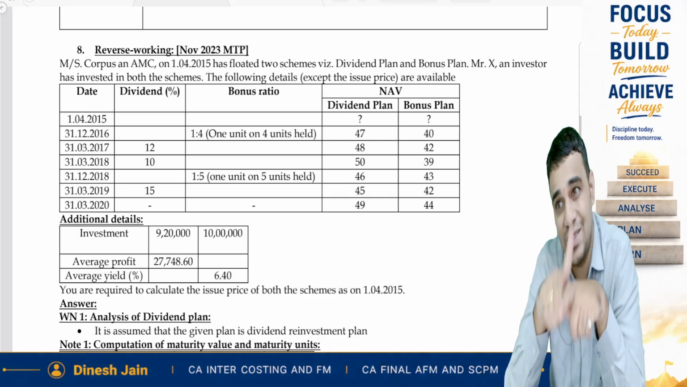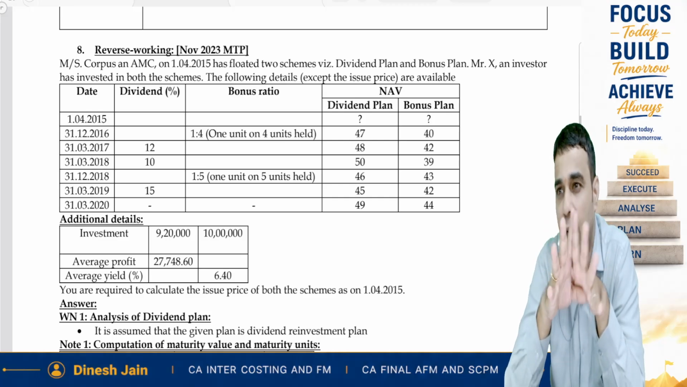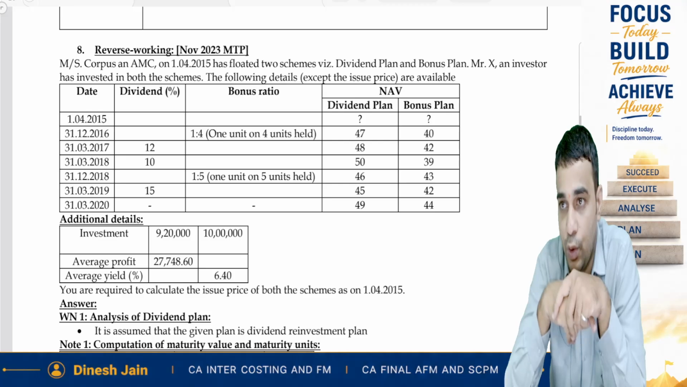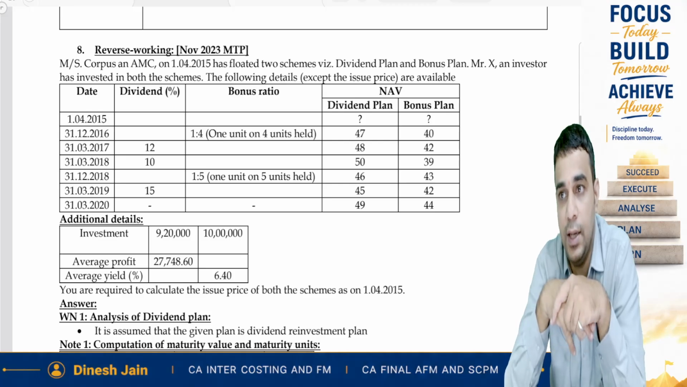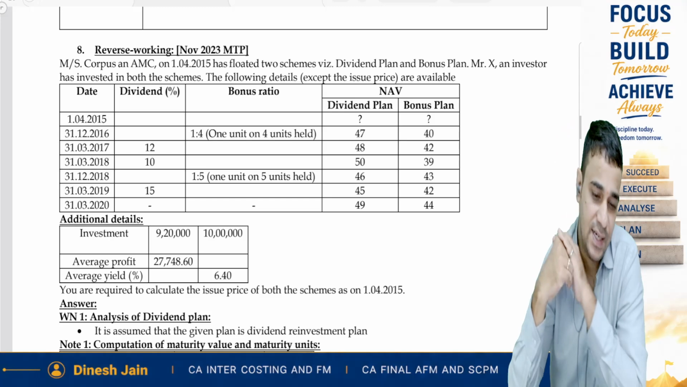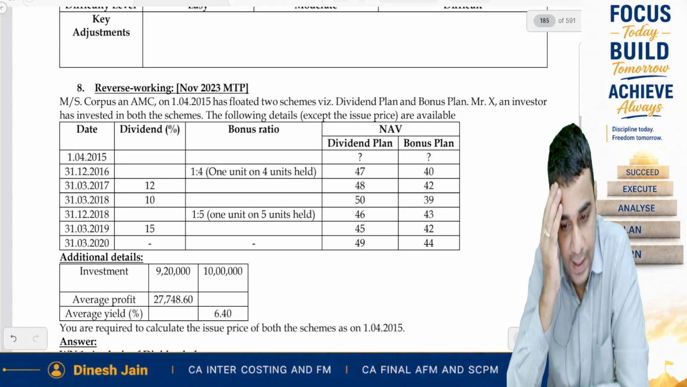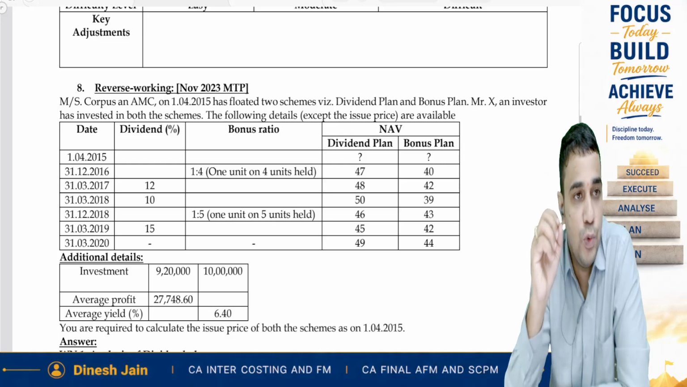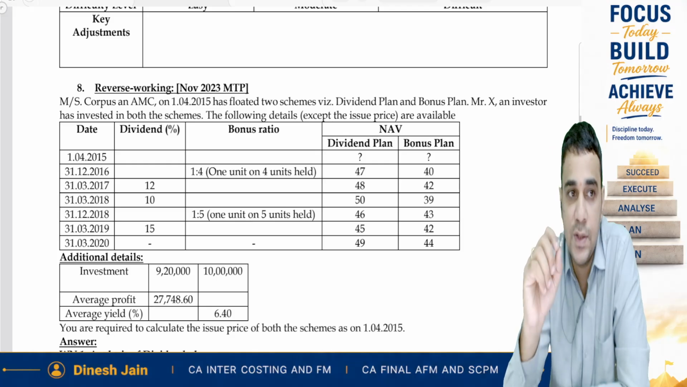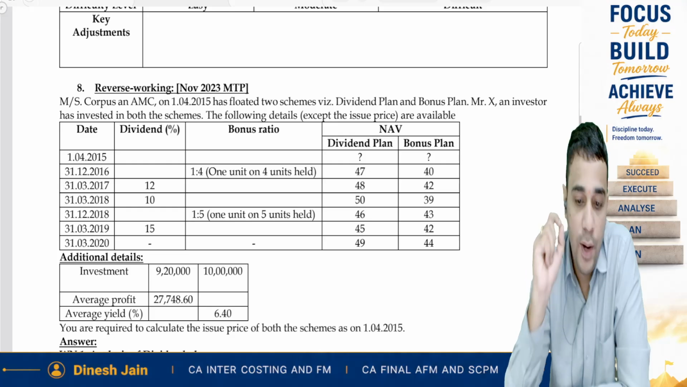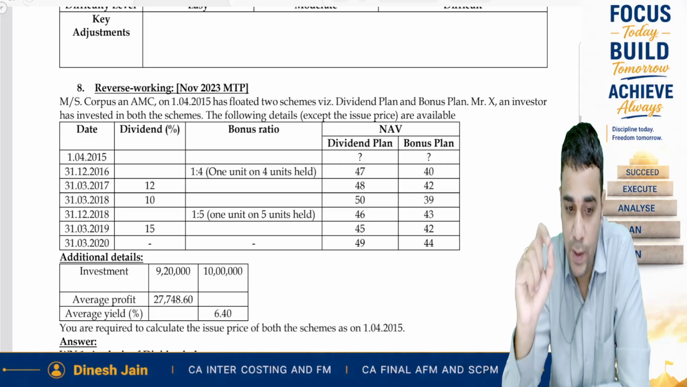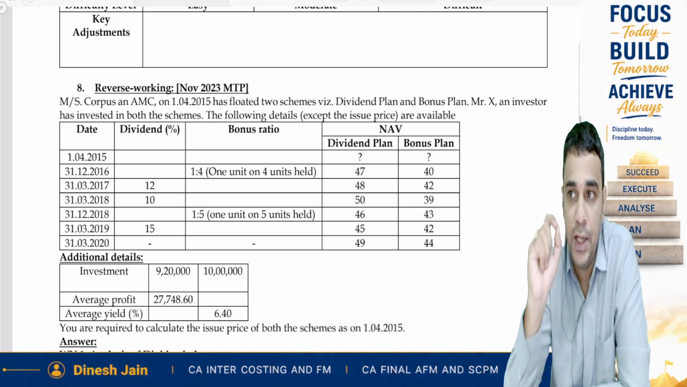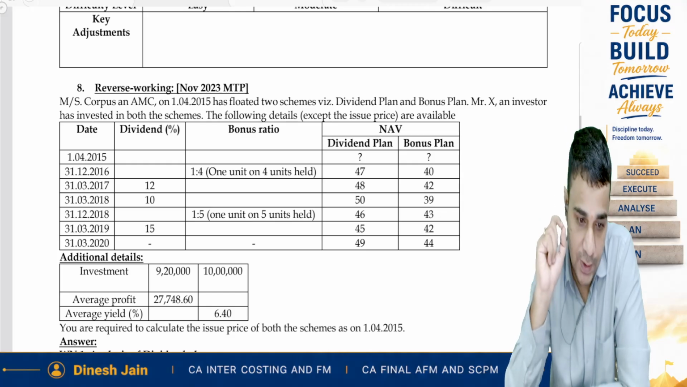It got tested first in maybe November 2022 or 21 exam. After that, in new syllabus, they have already tested reverse working twice in your exams also. Let us read this. Measures Corpus and AMC on 1/4/2015 has floated two schemes: dividend plan, assumed as dividend reinvestment plan; bonus plan. Mr. X, an investor, has invested in both the schemes. Following details except the issue price are available.